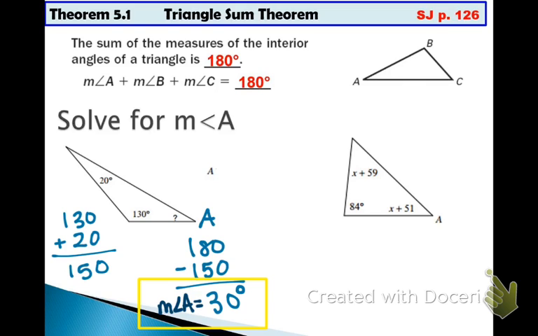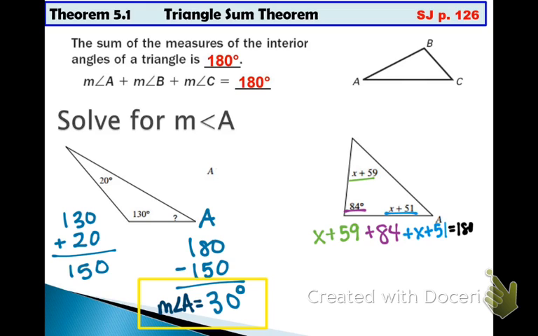On the second problem, it's a little different because we have x's involved. We can't do what we just did. However, what we can do is add all of them up, starting with the x plus 59. Continue to add with 84. And then x plus 51. We know all of them added up will equal 180.